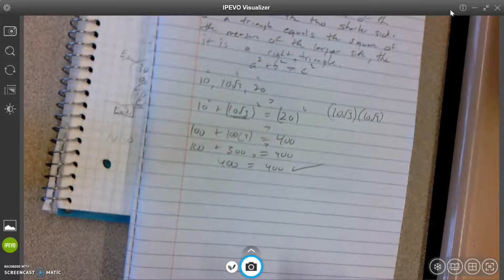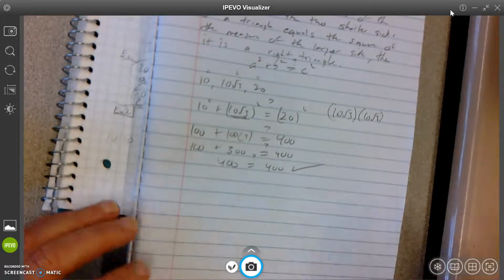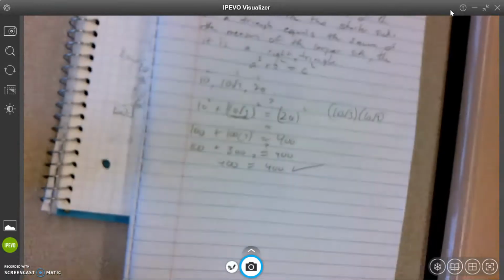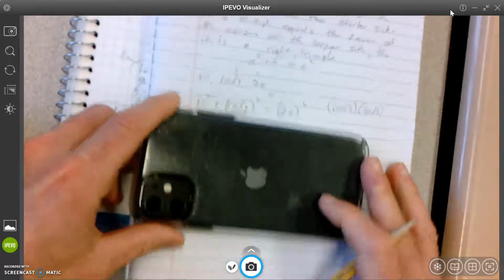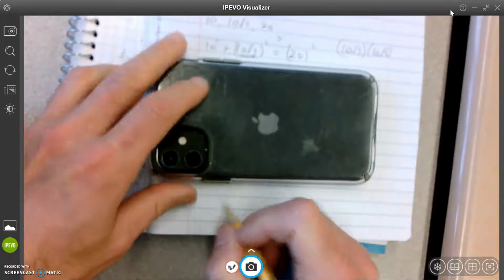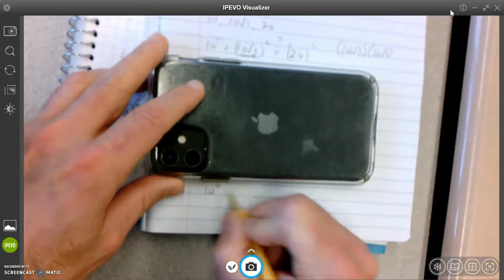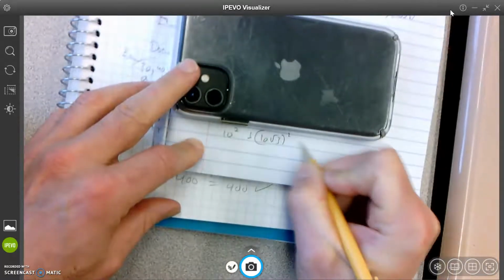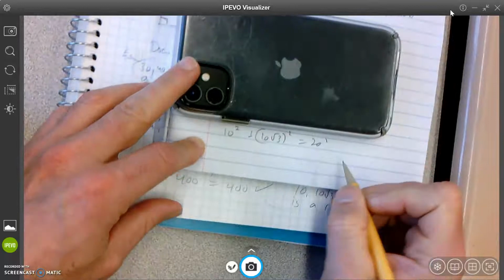I'm still a little confused about this, so I'm actually going to do this problem again. I'm going to cover it up with my phone, or my calculator, and do this one again. See if I can just do it all on my own. See if I can go real fast.